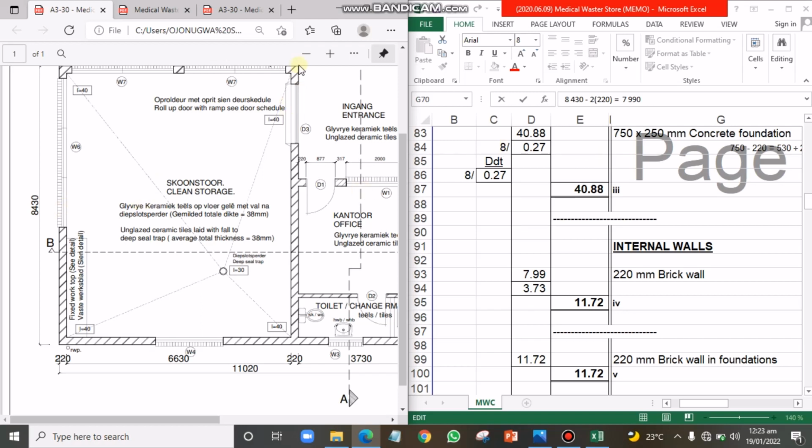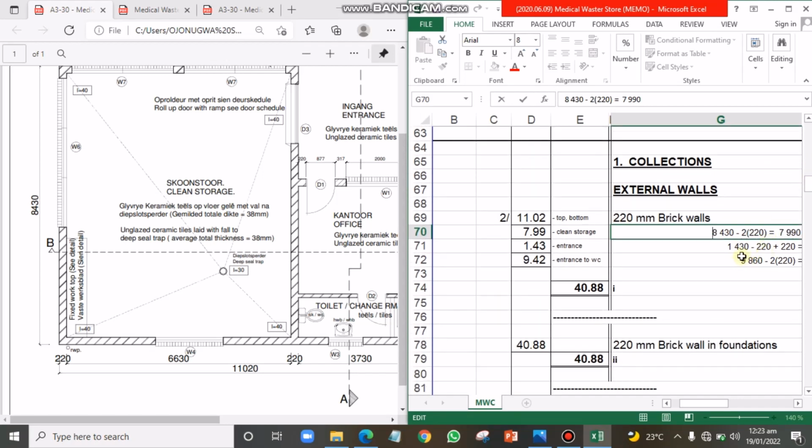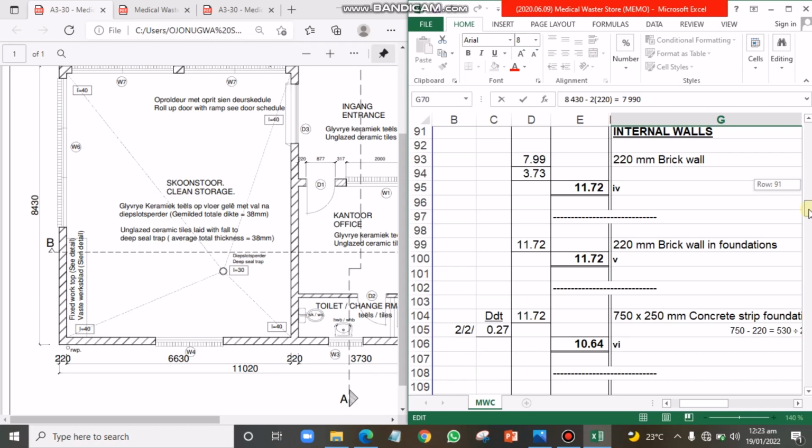But if I decide to subtract this internal block and this external block here, sorry, the two external blocks we have here, then we are going to arrive at 7.99, which we have done before now. Look at this. You see, we have 8,430 minus 2 by 220. It still gives us 7,990. So that was what we've done before.